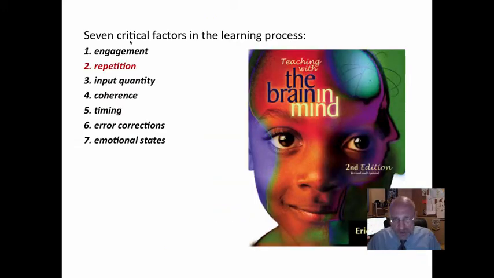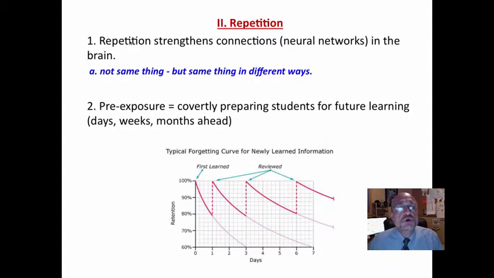This is taken from the book Teaching with the Brain in Mind by Eric Jensen. Looking at 7 critical factors, this video looks at repetition. Repetition strengthens the connection in the brain, in the neural networks. Neural networks are like dot-to-dot pictures where the neurons are connected.